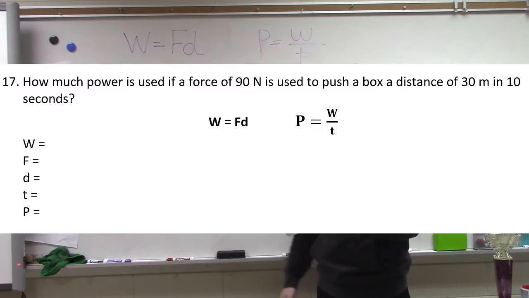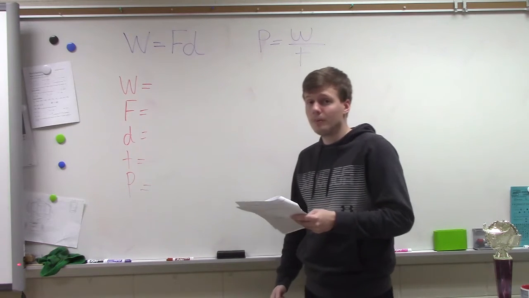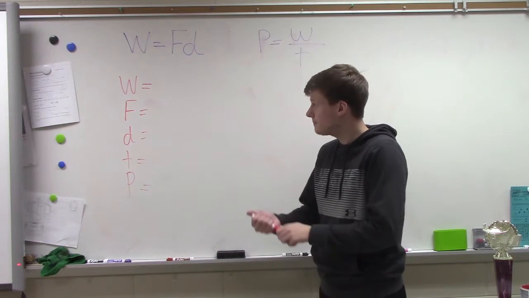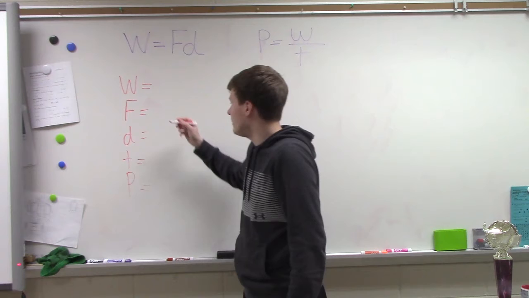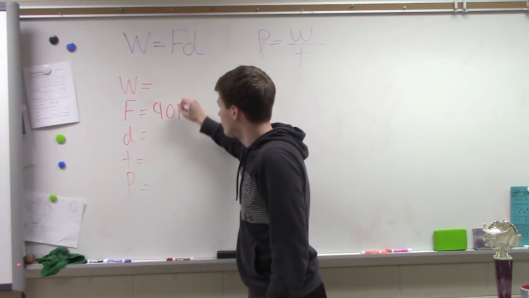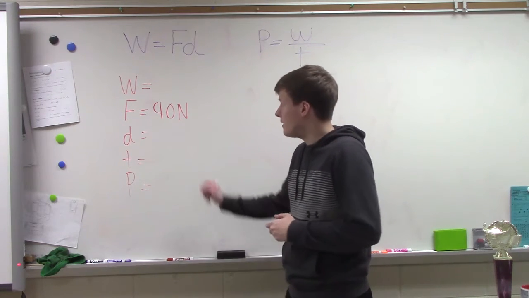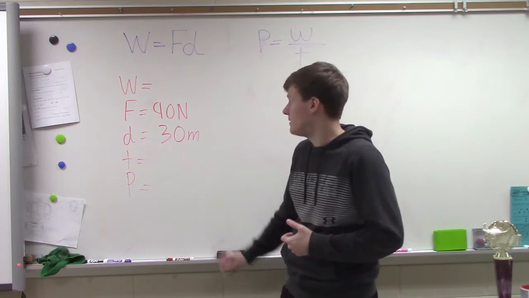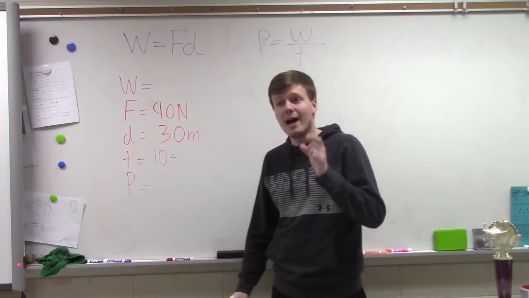So, how much power is used if a force of 90 newtons is used to push a box a distance of 30 meters in 10 seconds? So we just read through the problem, and the next thing we have to do is define what variables we are already given. So, in this problem, we know that we have a force being applied to a box of 90 newtons. So our F is going to be 90 newtons. We also know that it's going to be pushed a distance of 30 meters. And this whole process is going to take about 10 seconds. So that is our time right there. And what we need to figure out is the power.